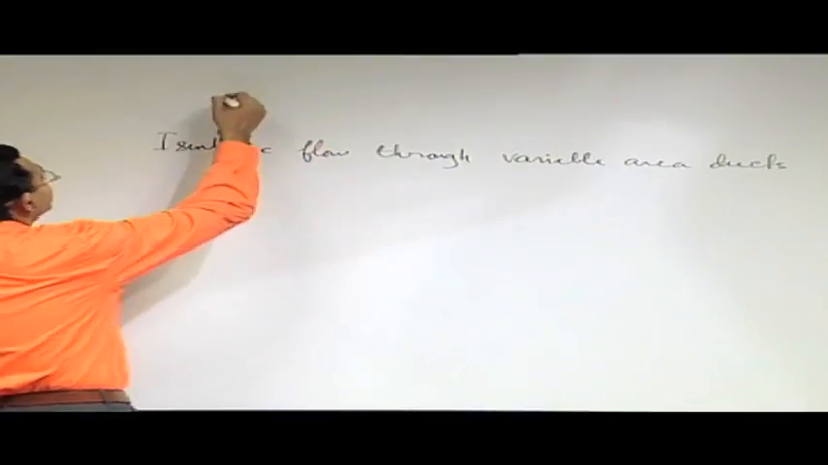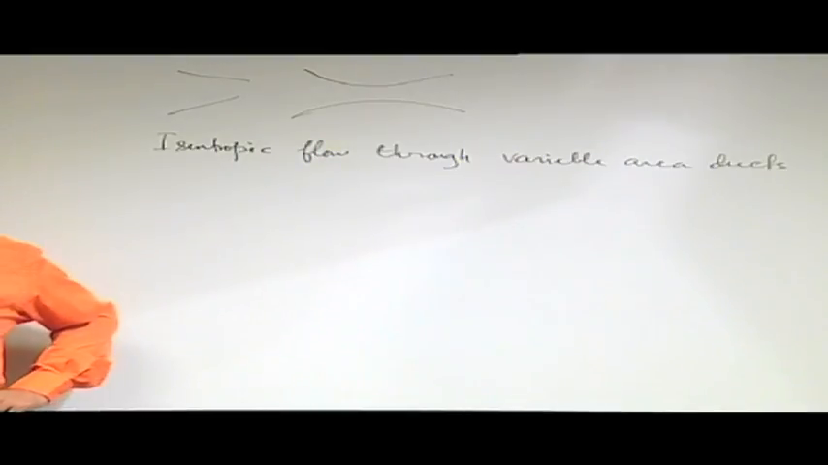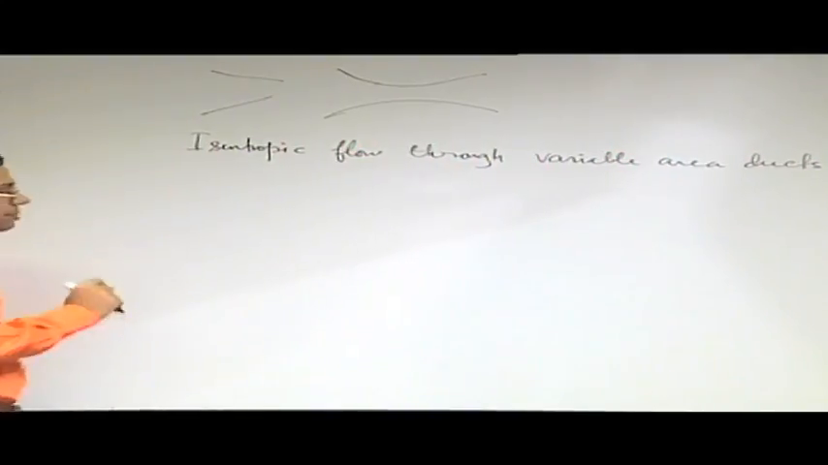So when we say a variable area duct, maybe it is something like this, maybe it is something like this. We will not specify what it is, but the area of cross section will vary. So what are the basic equations that we may use here?